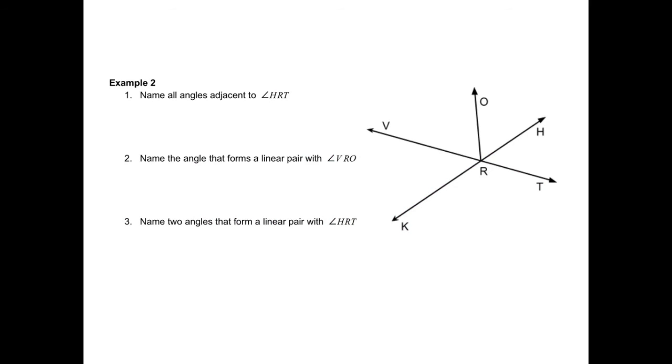Let's take a look at an example that looks a little bit busier as far as our linear pairs and our angles go. I see a couple of lines here. We have a line KRH. We also have a line VRT. So that's something to keep in mind, that this ray RO is not actually creating a line, as it only goes on forever in one direction. So let's take a look. We're going to name all angles adjacent to angle HRT.